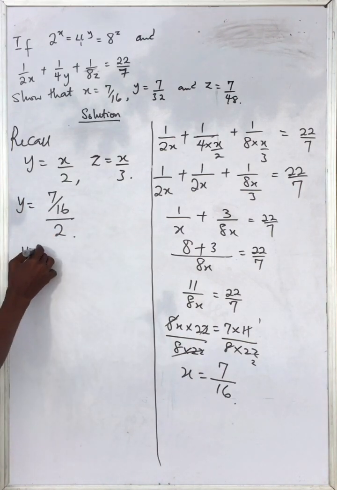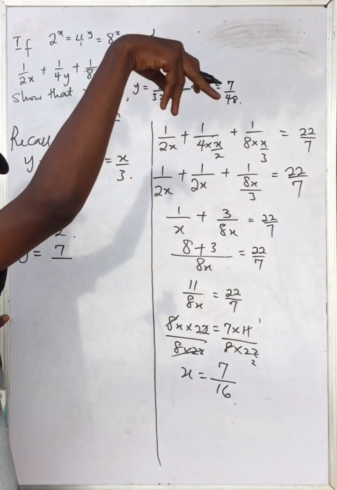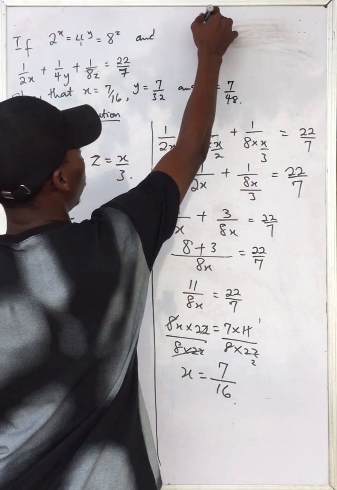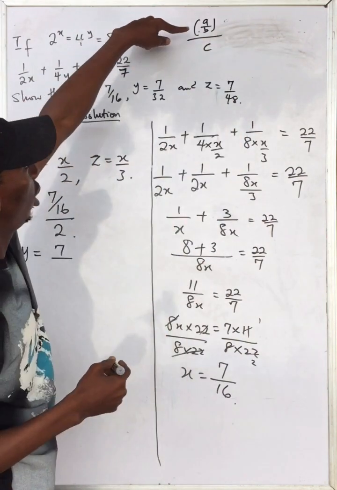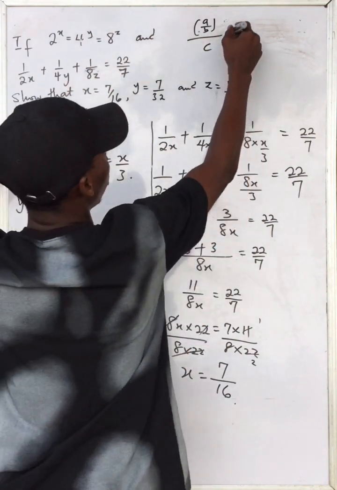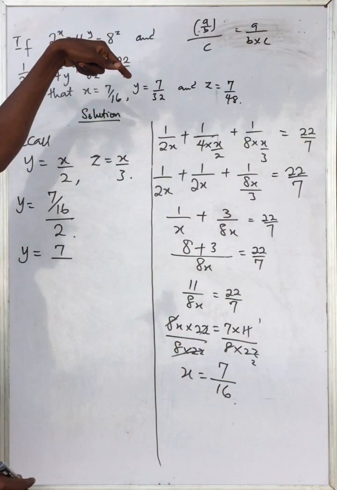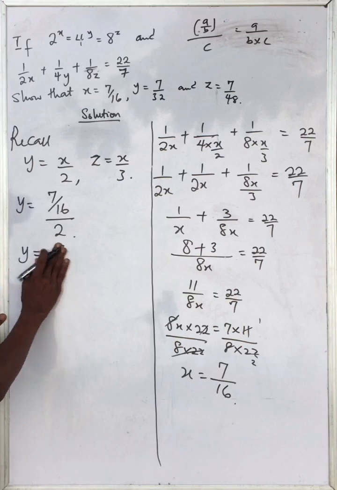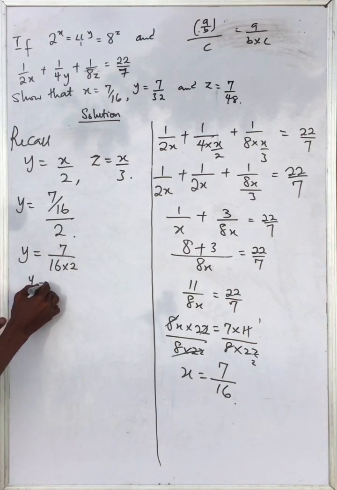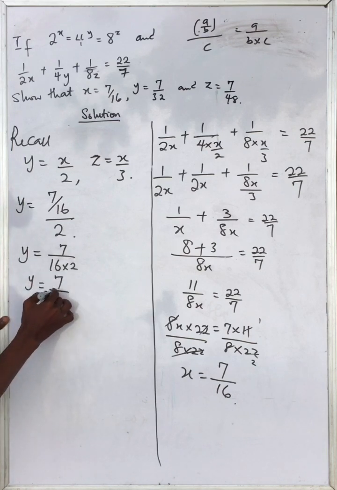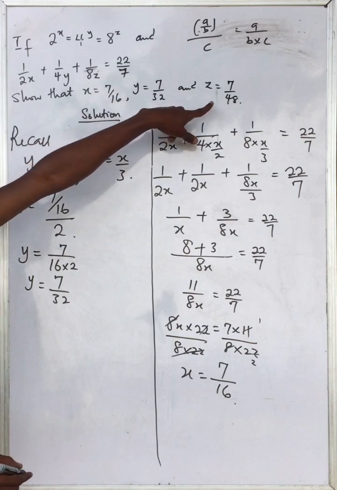And so that y becomes 7 over. Now, there is a saying, look at what I wrote previously. Do you know that there is a difference between a over b over c? You understand? The value of a over b over c is equal to a over b times c. It's different from the one I wrote before. Take note of the differences. So this one gives us 7 over 16 times 2, which makes y become 7 over 32, which is our required result.